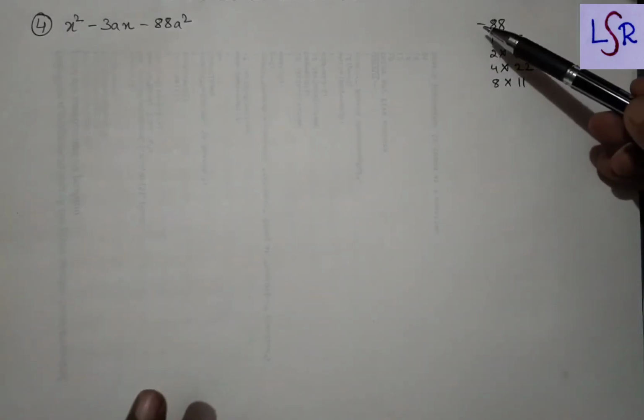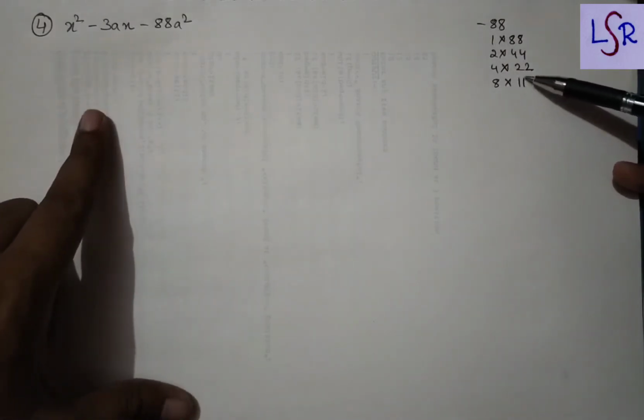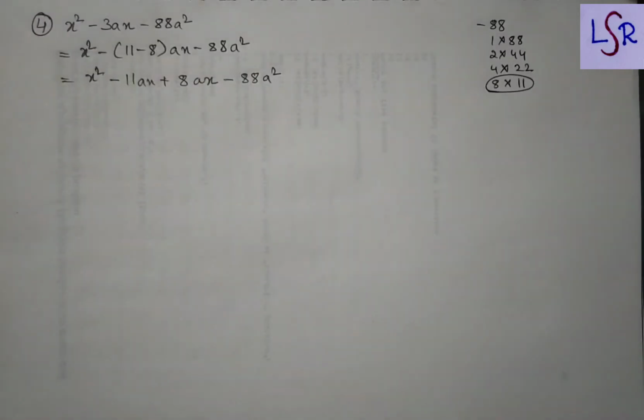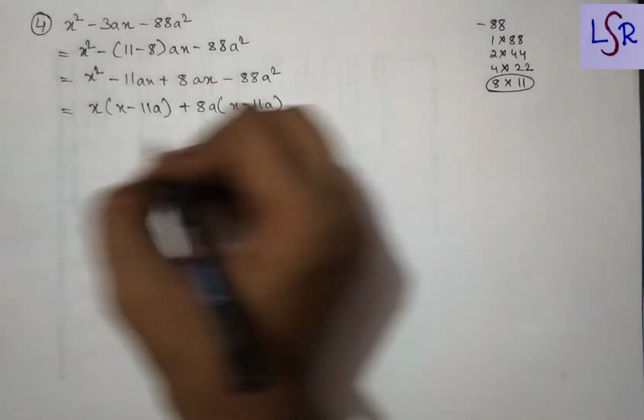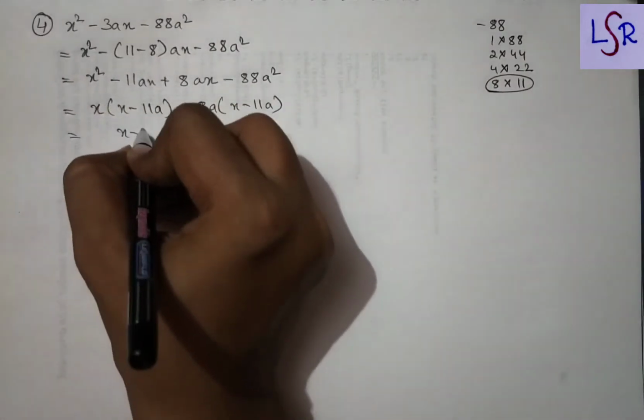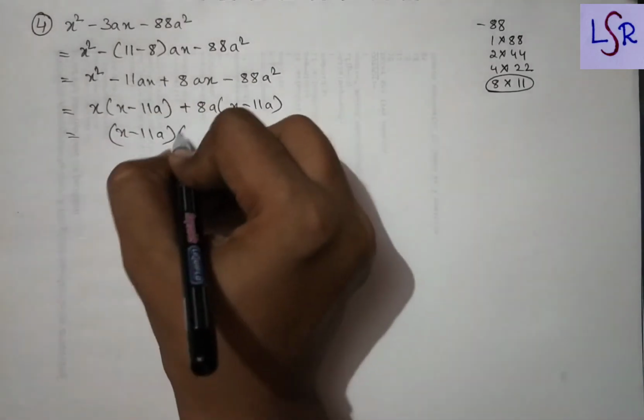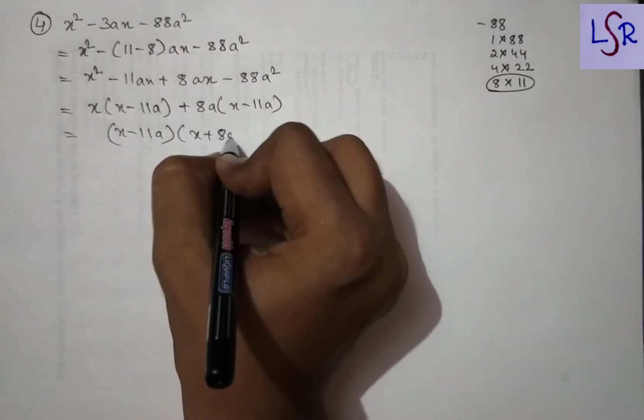Now we have to take the difference of any of the two to get 3. So we can see 11 and 8. 11 minus 8 will be 3. So we are going to write this one as 11 minus 8. Here we have split 3 into 11 minus 8 and then opened the bracket. And now we are going to take common from the first two and the last two. Finally we have got this, and now we can take the bracket as common, and on doing so we will be having x minus 11a and x plus 8a.